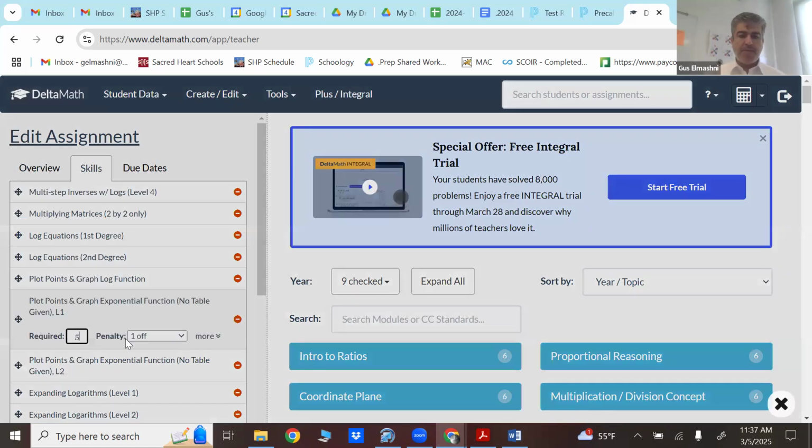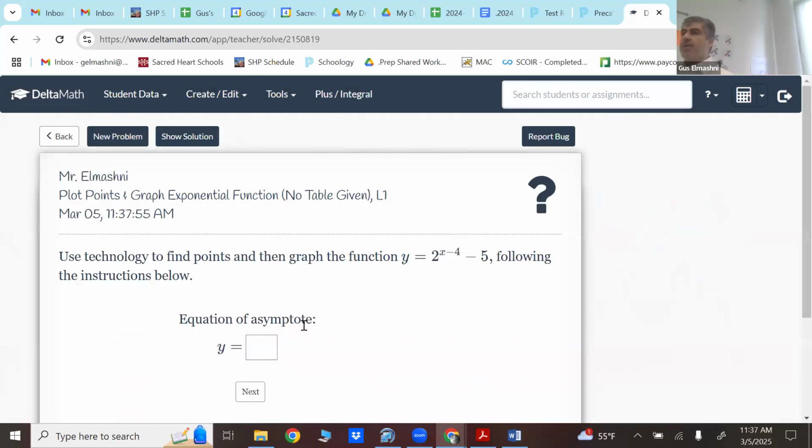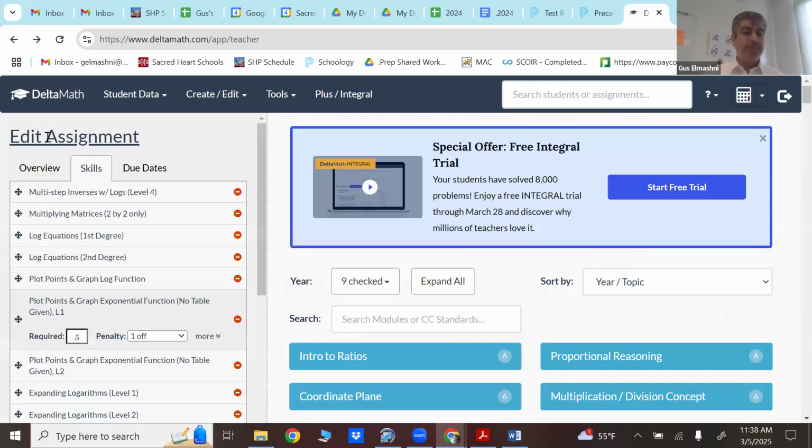Also, graph exponential. Here we go. Graph exponential. You got one right there. Graphing exponential. That's another one. Which one does it not involve? Graph exponential.